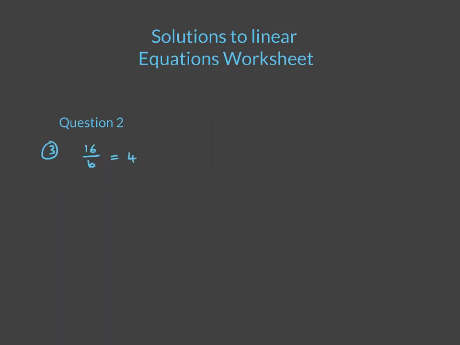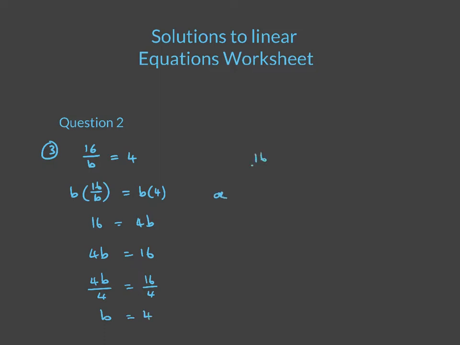16 over b is equal to 4. We could have multiplied b on both sides. 16 is equal to 4b. That means 4b is equal to 16. Divide by 4 on both sides. Therefore b is equal to 4.